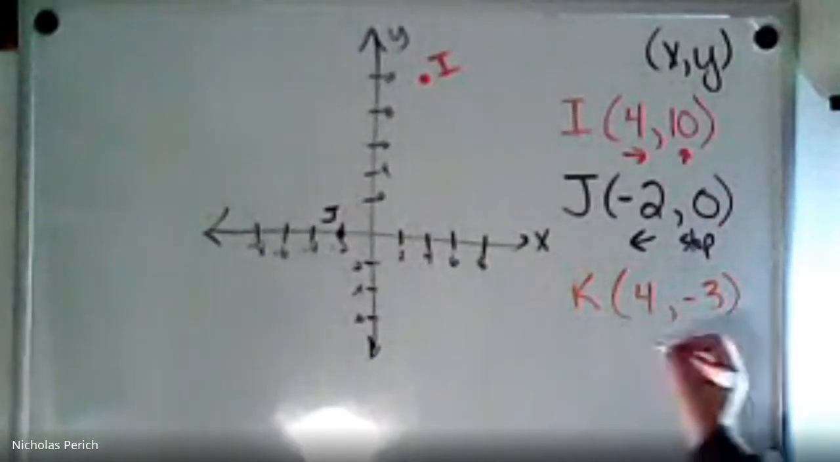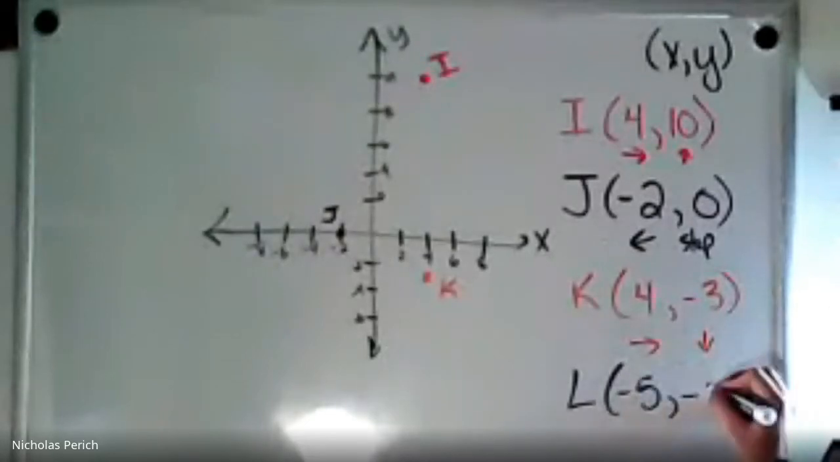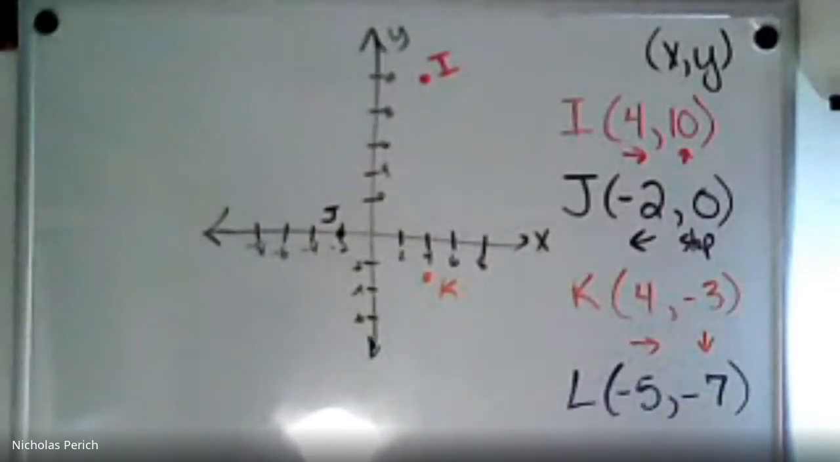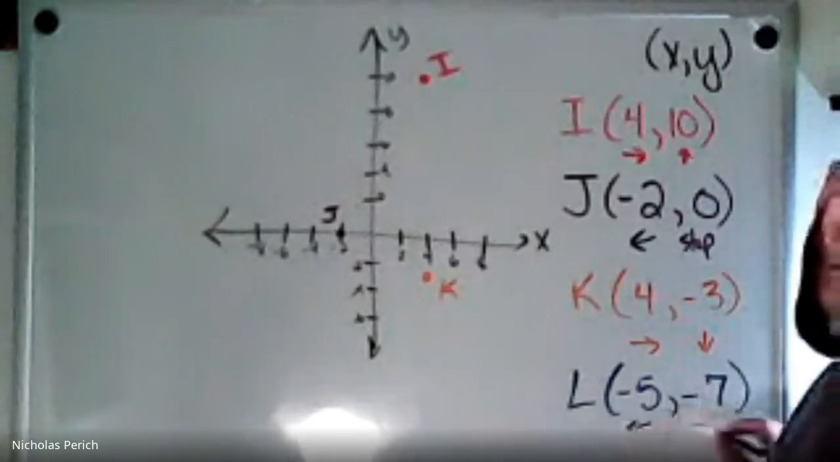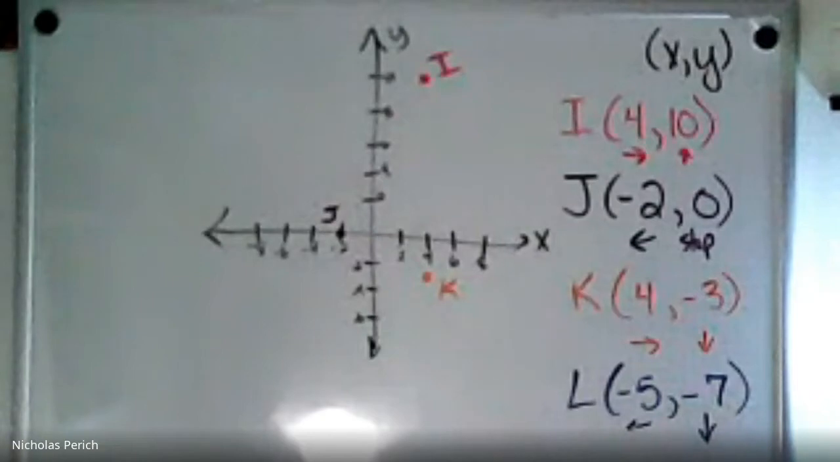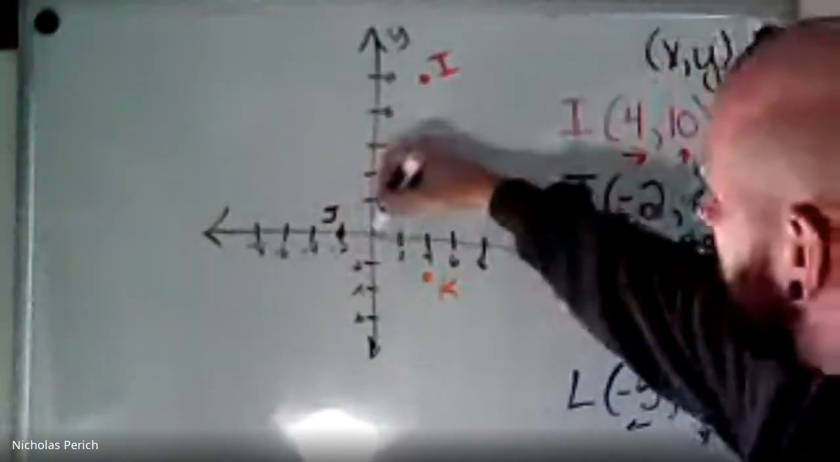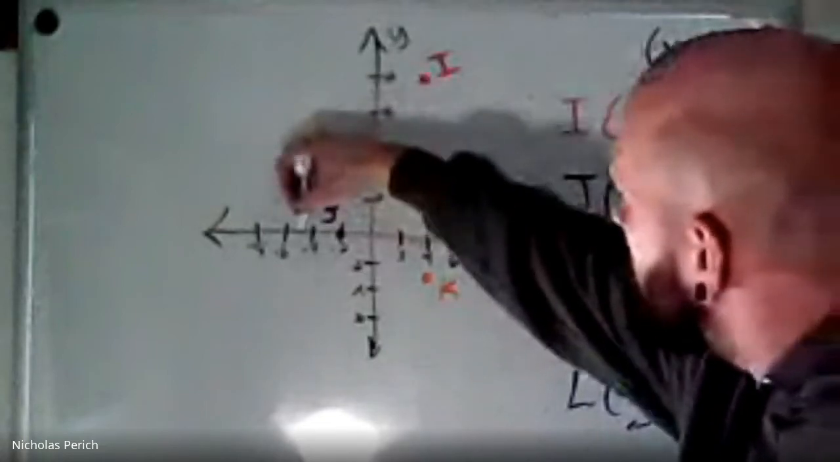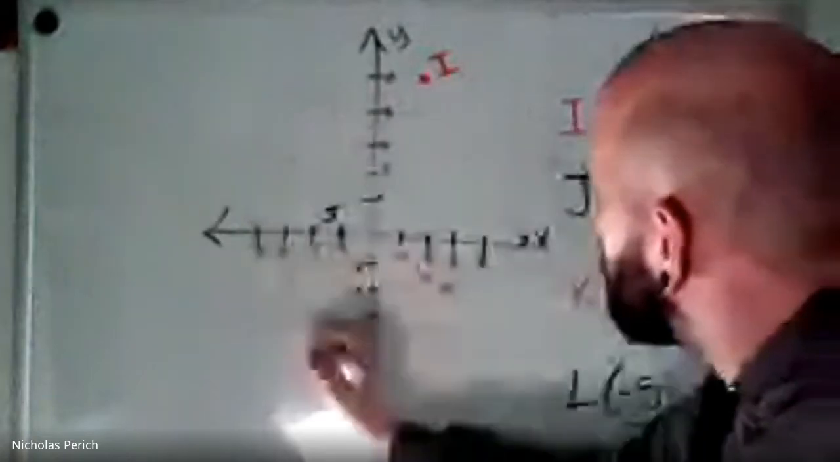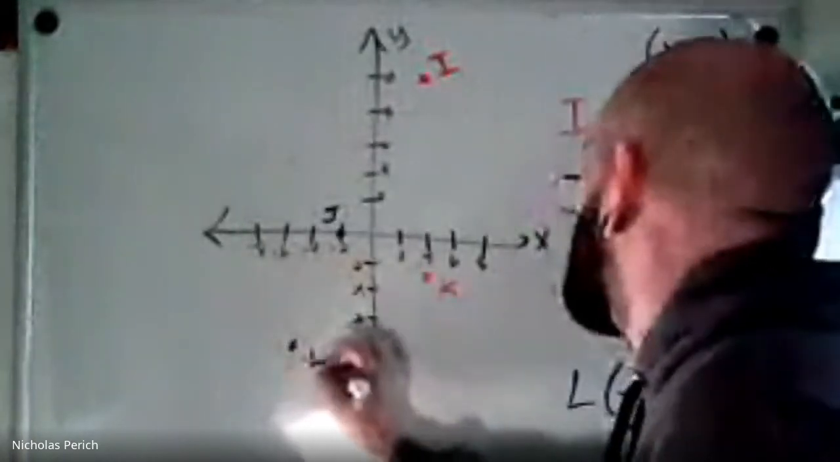So (4, -3) means I go right 4. So if L is (-5, -7), I'm going to go left 5, down 7. So left 5 looks like this: 2, 4, 5, and down 2, 4, 6, 7. So it's like in the middle of everything.